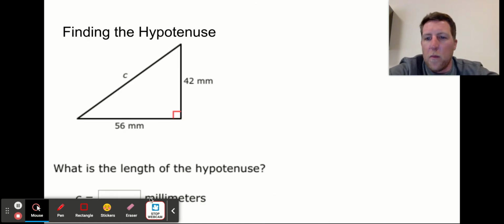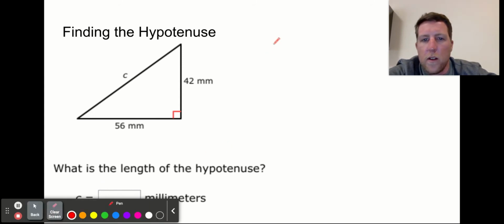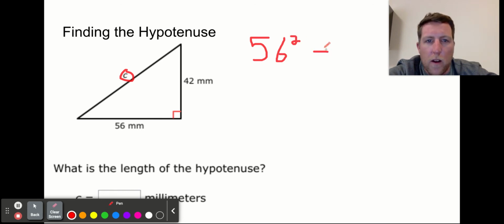So for this example, finding the hypotenuse, I'm going to try and draw on this board here. Okay, so we want to find this side length here. So we're going to use Pythagoras' theorem to do that. We take 56 squared and we add it to 42 squared. While I'm writing this out, you can do this on your calculator to check your numbers are the same. So 56 squared plus 42 squared. When we do these two and add them up, actually I'll write them down.